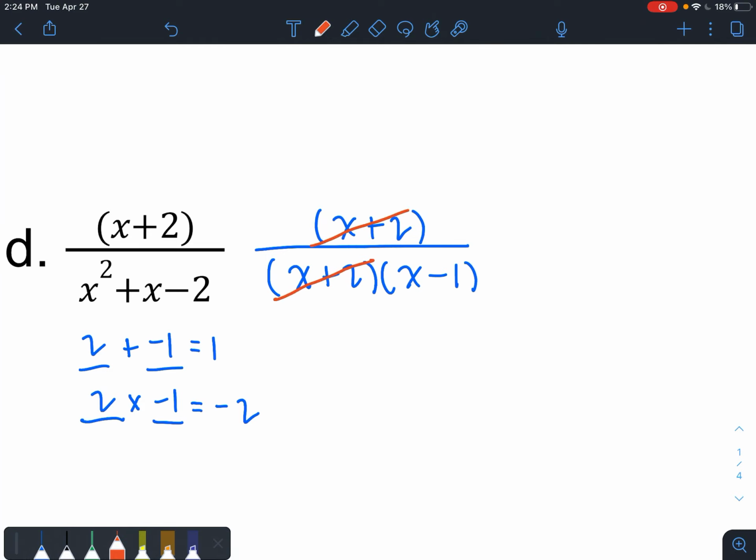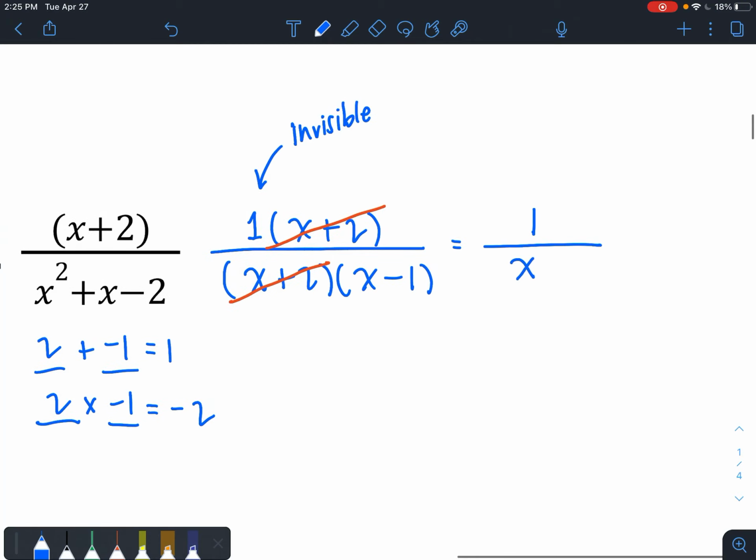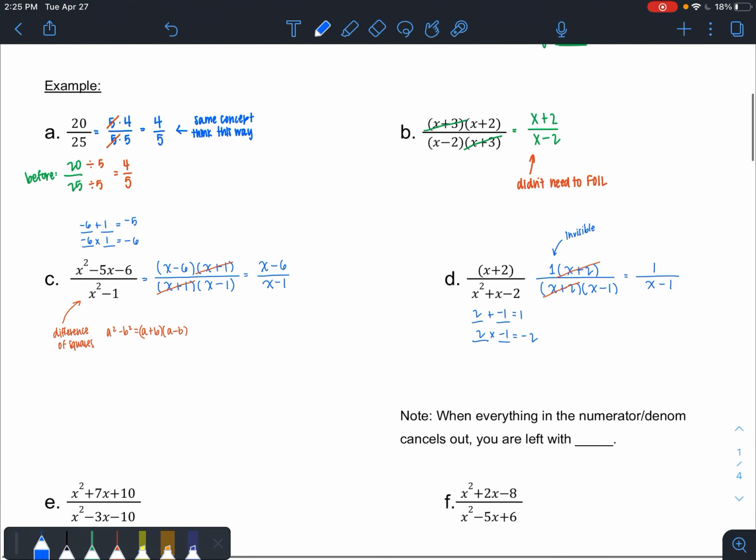These x plus 2s cancel, and when I have everything cancel in the numerator, I do have an invisible 1. So that invisible 1 will stay, and this is just 1 over x minus 1 for that final answer. Okay, so when everything in the numerator cancels out, you're left with 1.